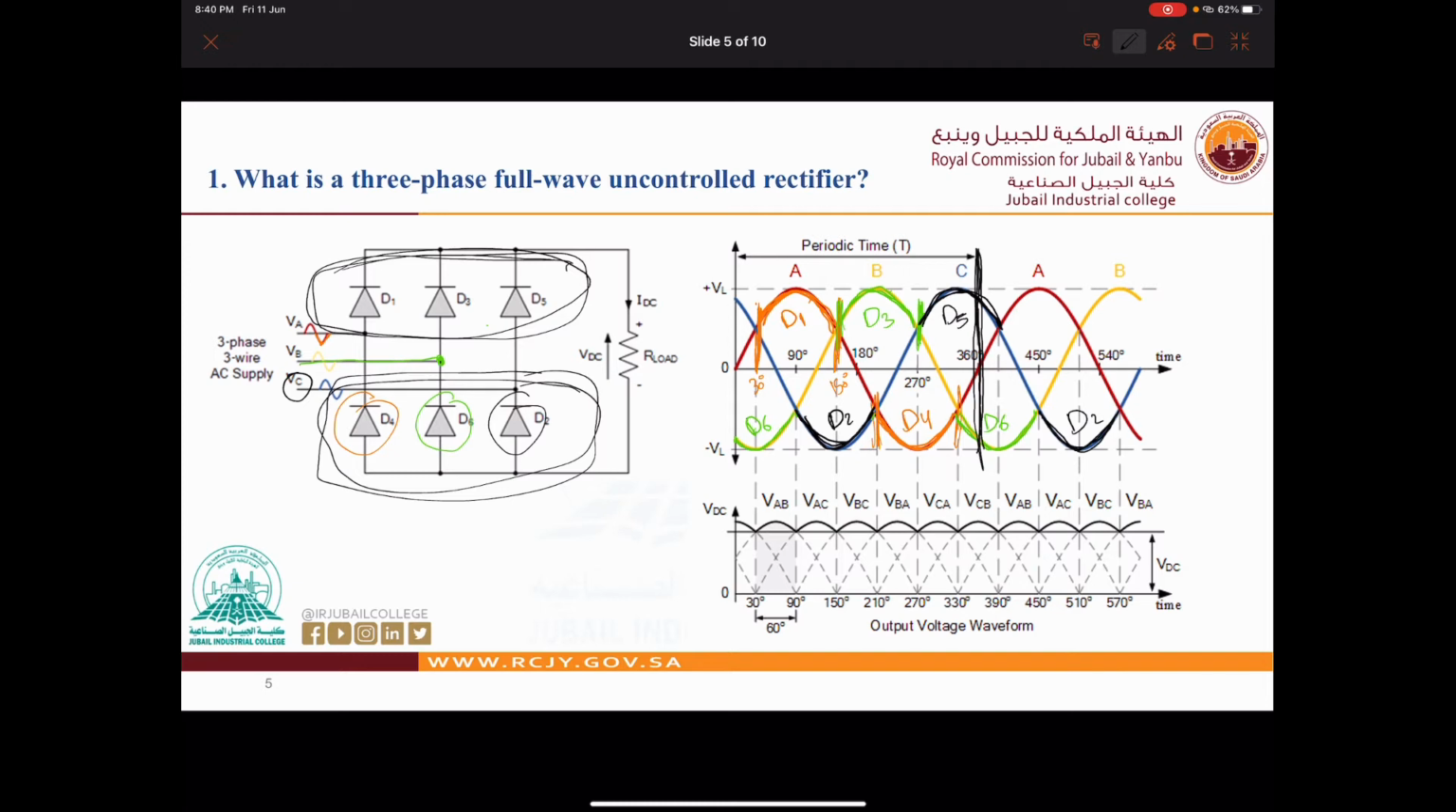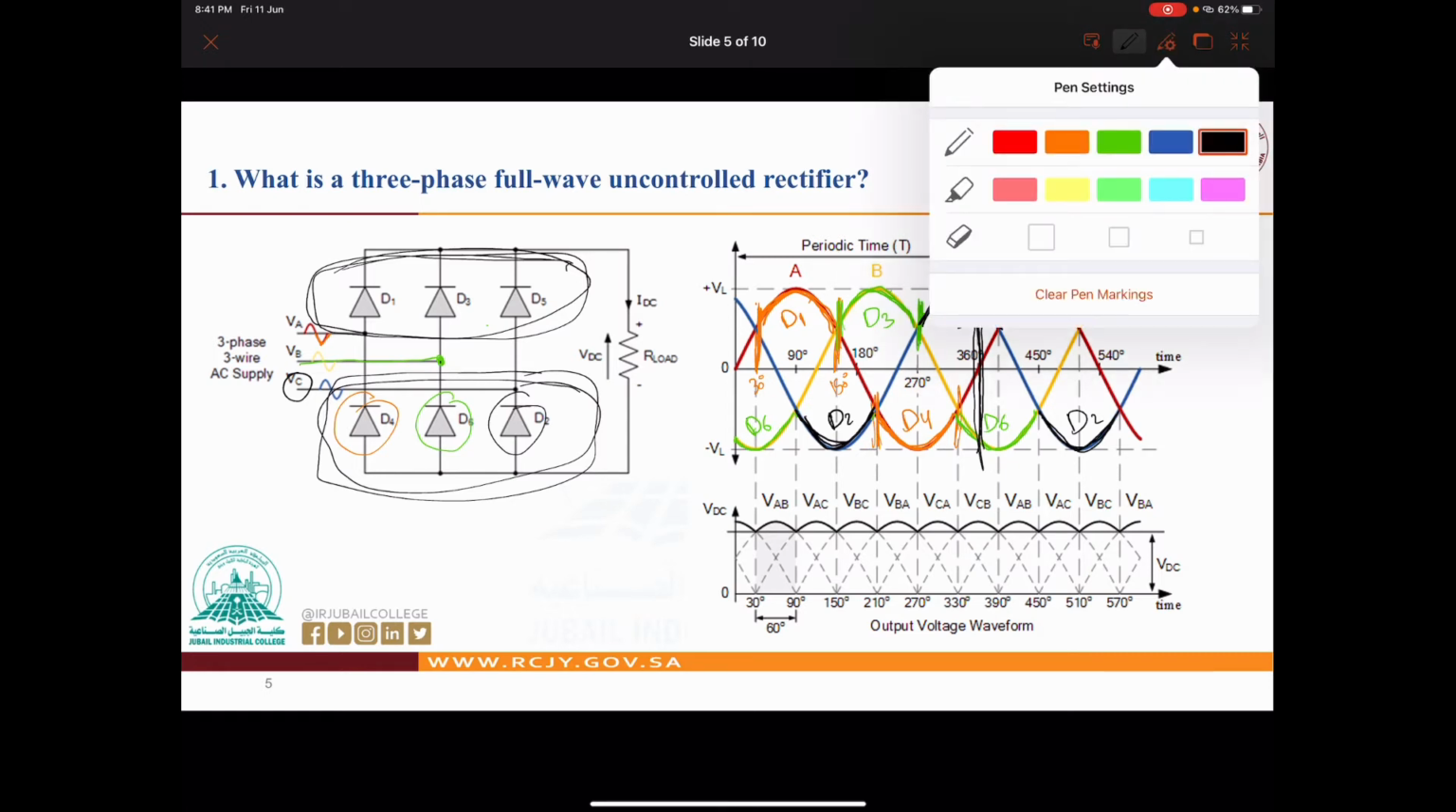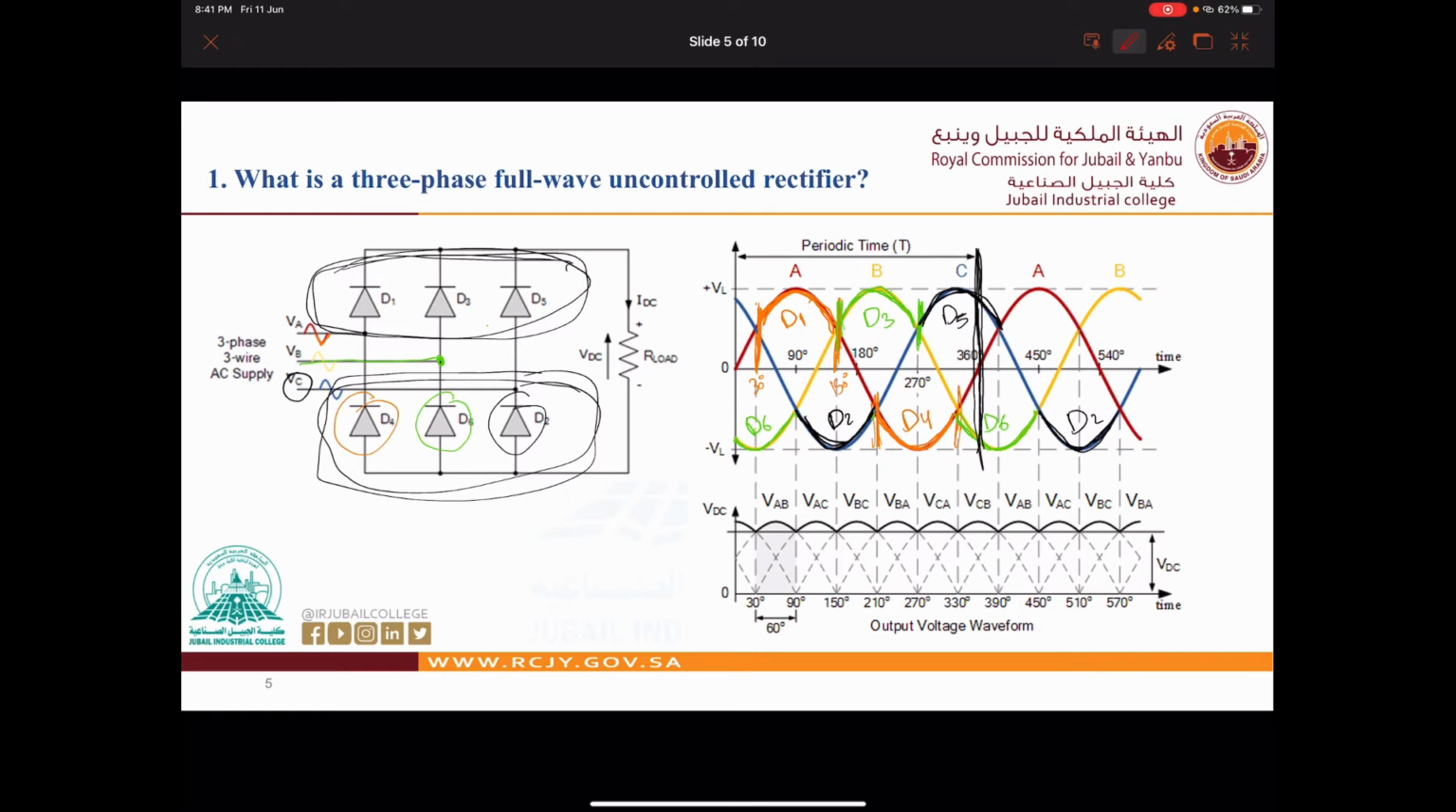Now, as you can see here, we have 3 diodes working for the positive cycle, 3 diodes working for the negative cycle. Now, let us divide our waveform into 60 degree intervals. Okay, guys. This is our first 60 degree, from this side, from 30 up to 90.